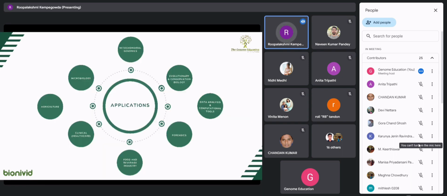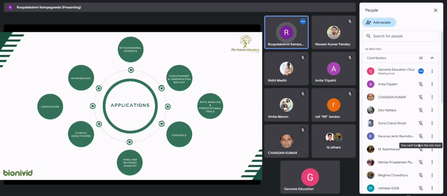So what are the applications? In which fields is genomics applied? Scientists are using it to address evolutionary and conservation biology. Data analysis and computational tools can also be developed. And in forensics labs, we do DNA fingerprinting. In food and beverages, we check for any contamination.